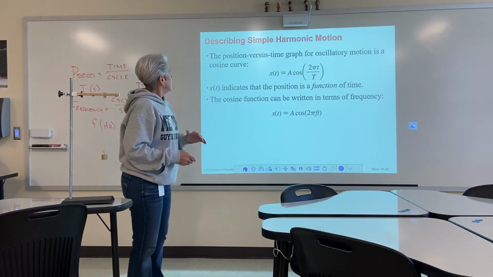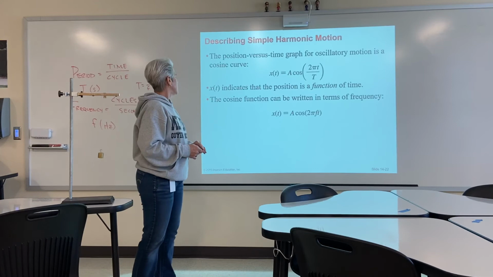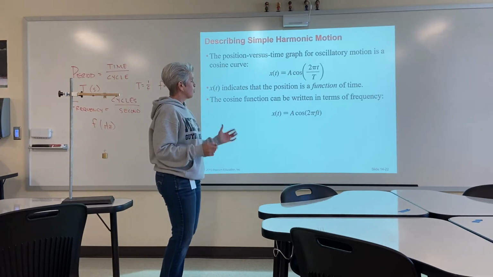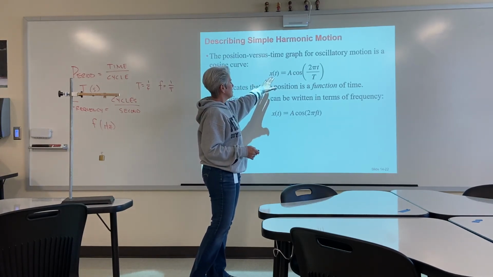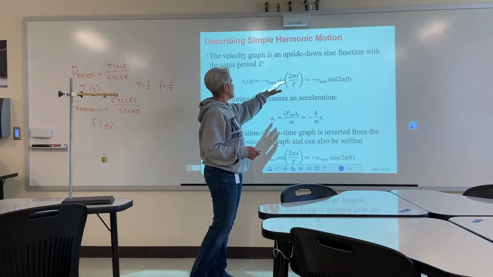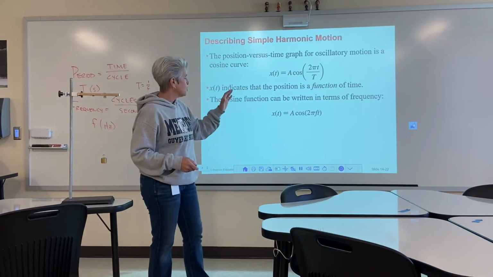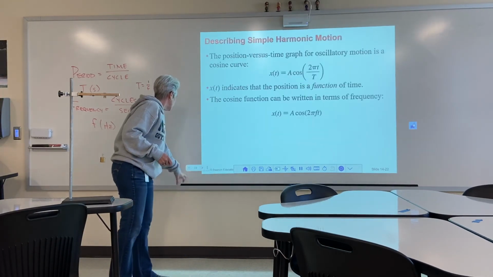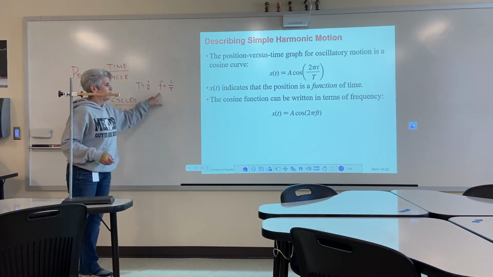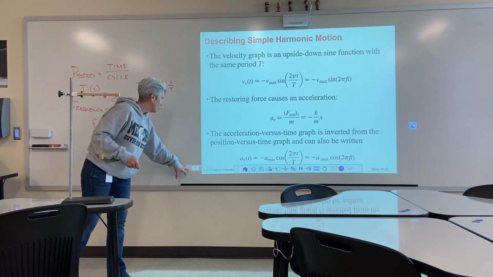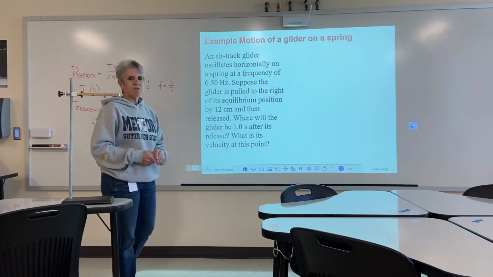Now, if you look at a position time graph, that shapes out to be a cosine curve. We can describe the position time graph. The position of any object at a point in time is a function of the period and the frequency. So we say the position is the amplitude A times the cosine of 2 pi t over T, and 1 over T is f. So we can say the position is A times the cosine of 2 pi times the frequency times t.